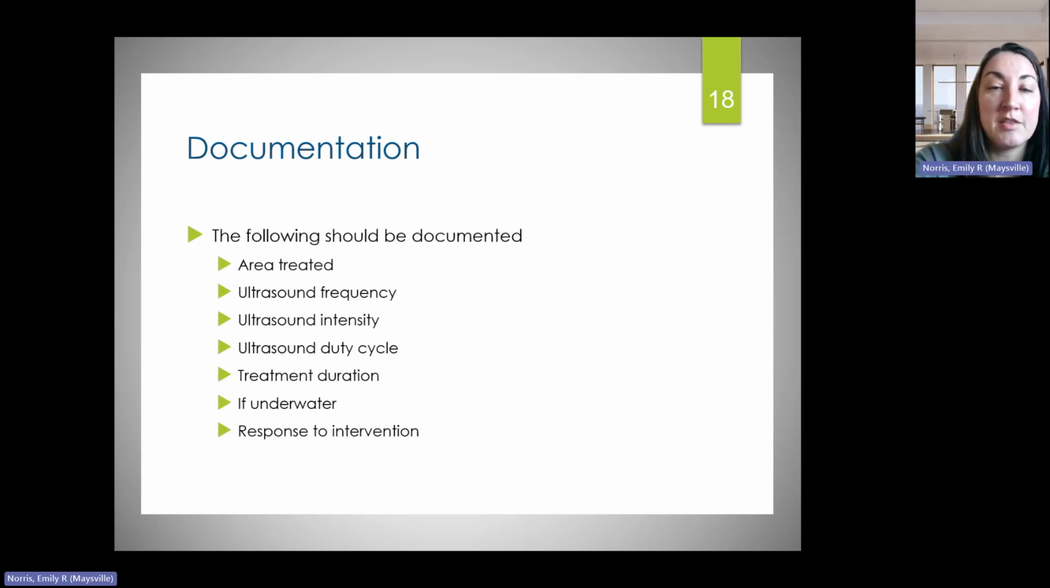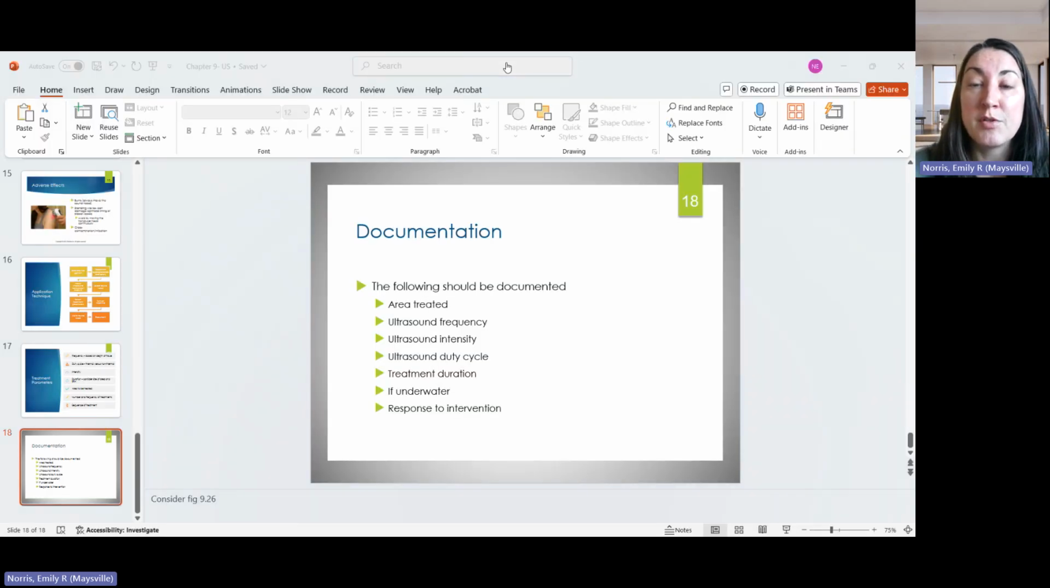And then you want to document the patient's response to the intervention, so that you can determine how to move forward. If it was good and they didn't have any bad effects, or if they said it was too hot and you had to turn the intensity down or anything like that, always document.